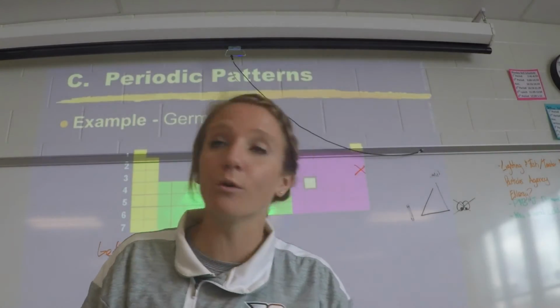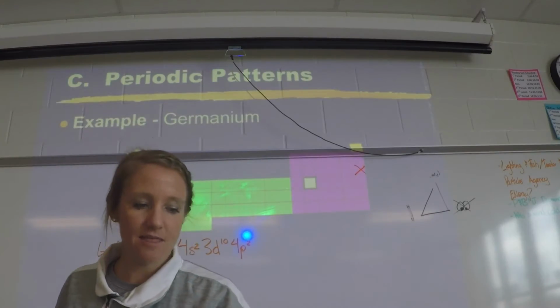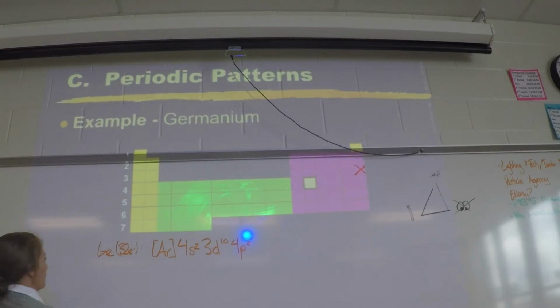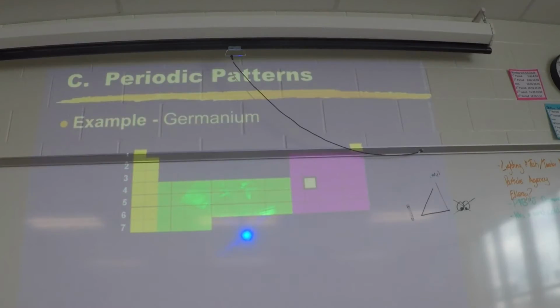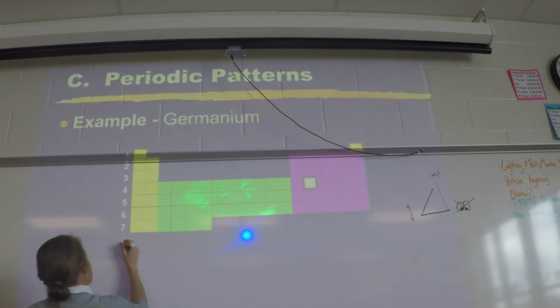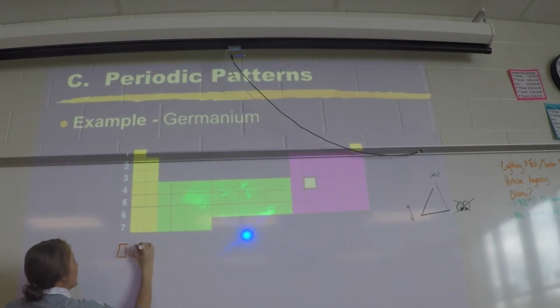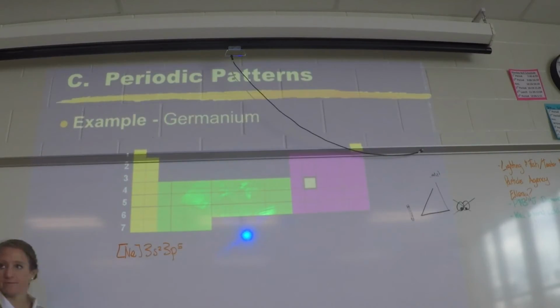Shortcut, what was it I gave you? Chlorine. Write the shortcut for chlorine on that line for me, and then we'll check it here. Okay, ready to check it? Chlorine is here, so you should have used neon to shortcut. And then it would just be 3s2, 3p5. And that's it. Questions on how we use the shortcut?